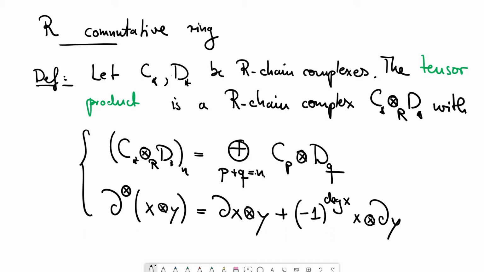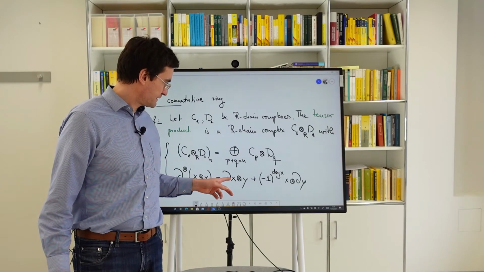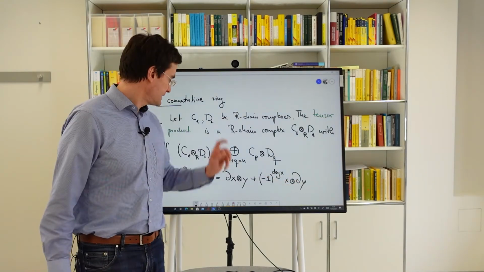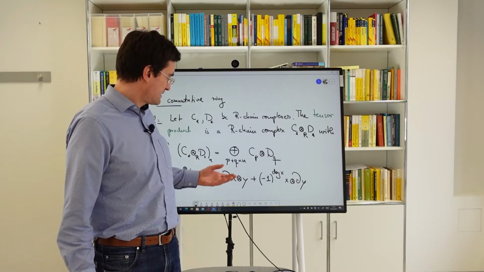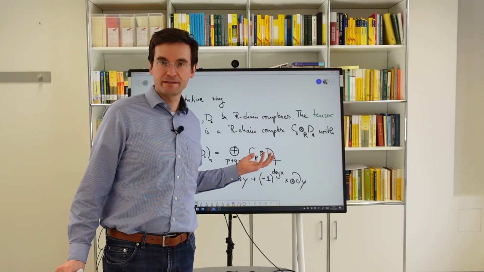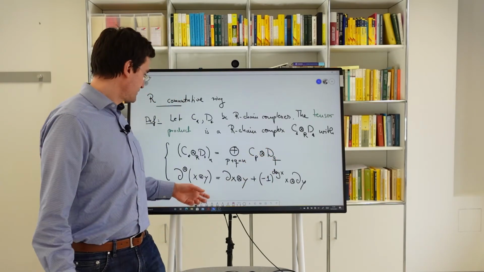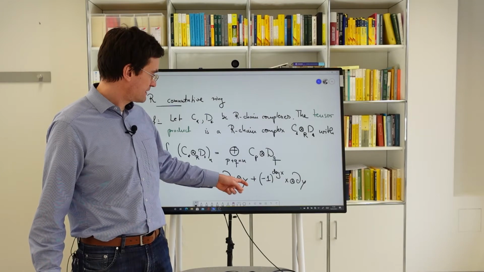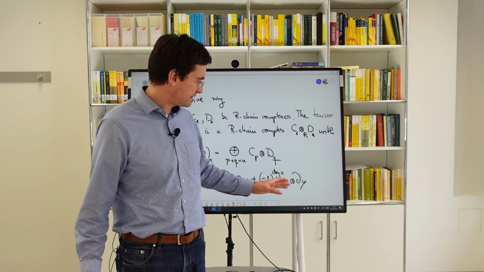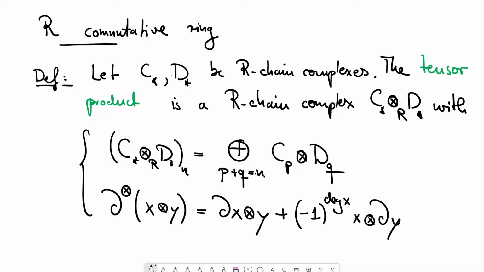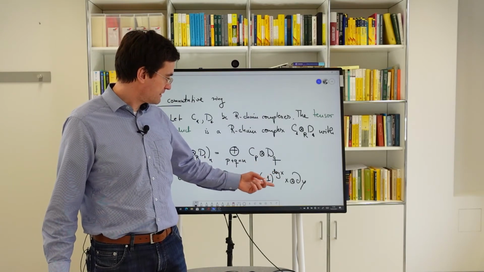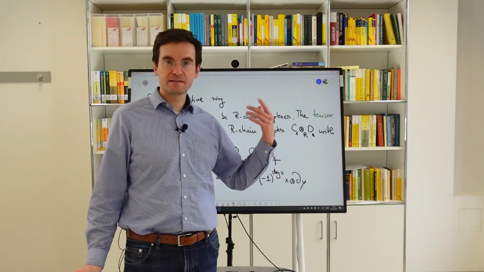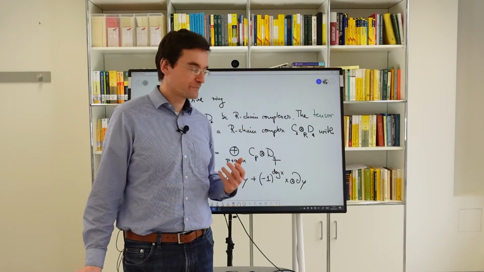So this is my generic symbol for the differential, both in C star as well as in D star. And the differential applied to an elementary tensor is then, well, it looks like a product formula in calculus, where you take first the differential of x tensor y, plus then minus one to the degree of x tensor the differential of y. And the degree that you see here is just the chain group in which this x lives. So if x is an element in C_p, then the degree of x is p.